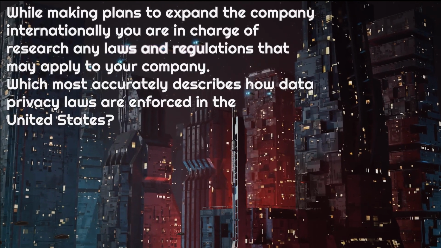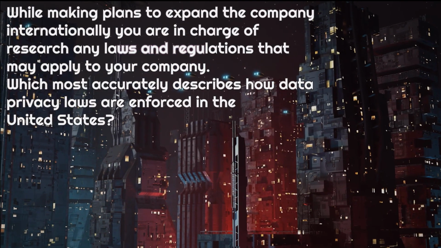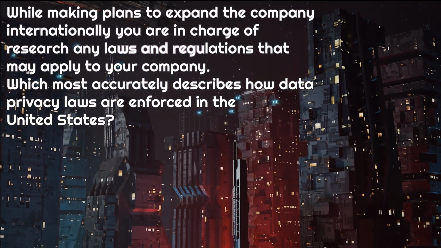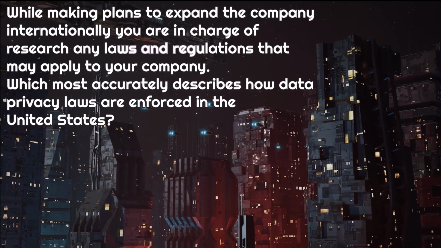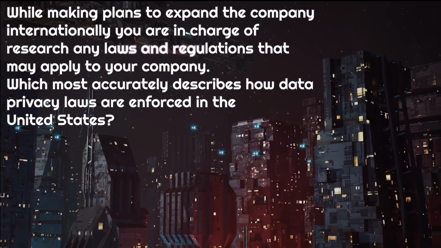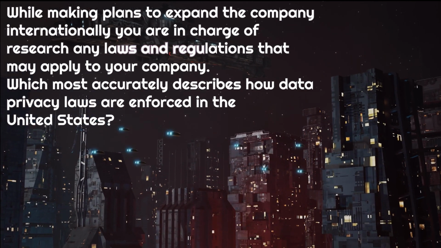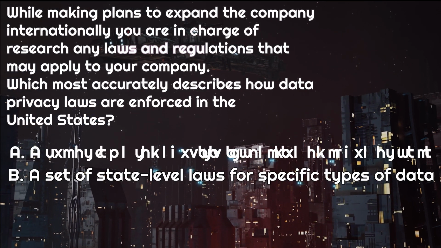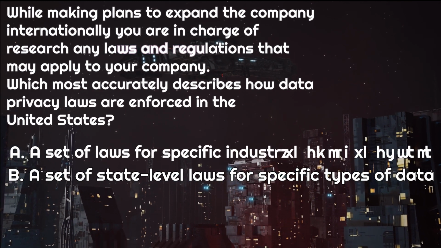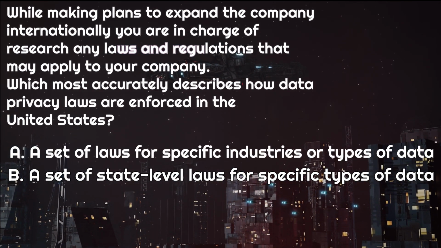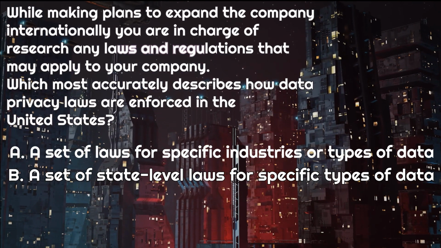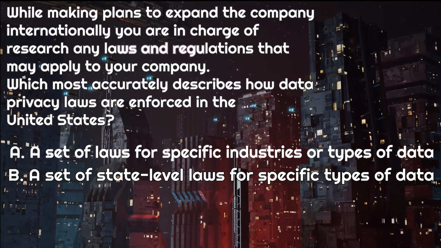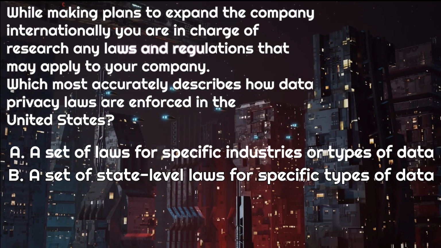Number 2, question is, while making plans to expand the company internationally, you are in charge of researching any laws and regulations that may apply to your company. Which most accurately describes how data privacy laws are enforced in the United States? In this example, A, a set of laws for specific industries or types of data, or B, a set of state-level laws for specific types of data.